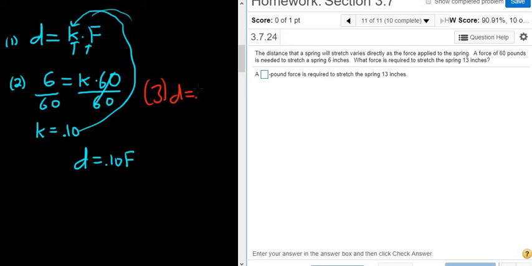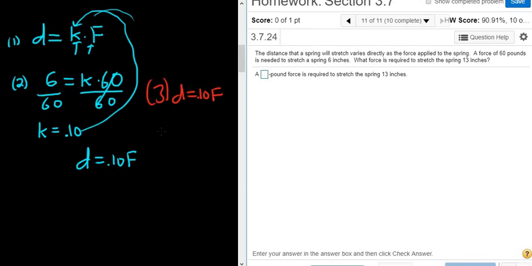So I'm going to write down our formula again. And it says, what force is required to stretch the spring 13 inches? So all you do is you plug in 13. Oh, whoa. It says, what force is required? So we need the force required to stretch the spring. So they're giving us d, so it's a little bit different from the other problem. So d is 13, 13 equals 0.10F, and then we're looking for F. So a little bit of a twist compared to the other problems, right? In this case, they're asking us for the force, and they're giving us the distance.